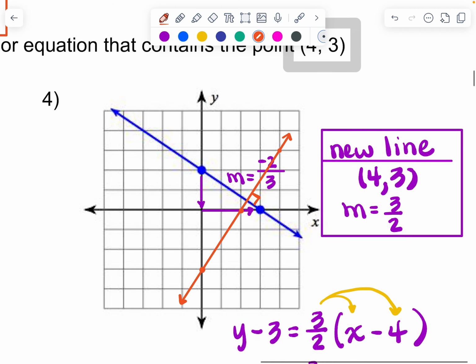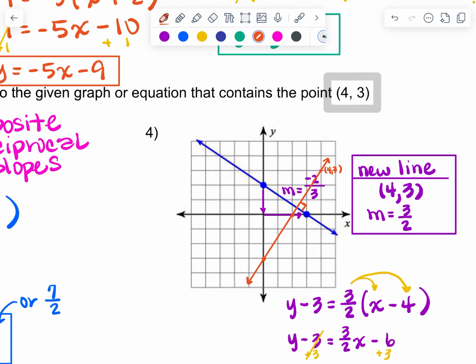Oh, and you also want to check, am I going through the point (4, 3)? Oh, yes, I am. Here it is right here. So I am perpendicular. I am going through the point (4, 3), right? So I know I'm 100% correct. Okay, so always checkable if you can just go back and graph it.